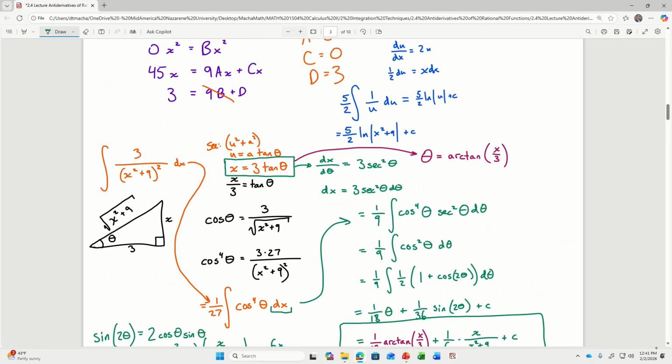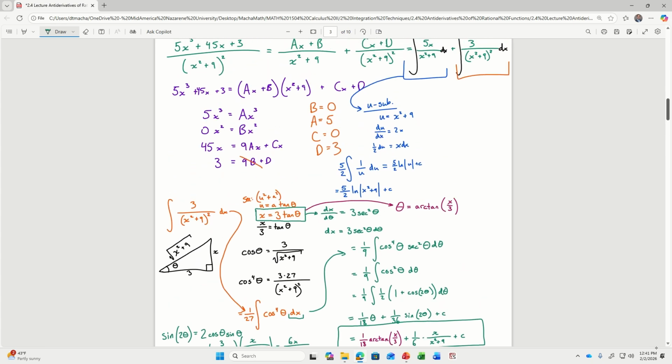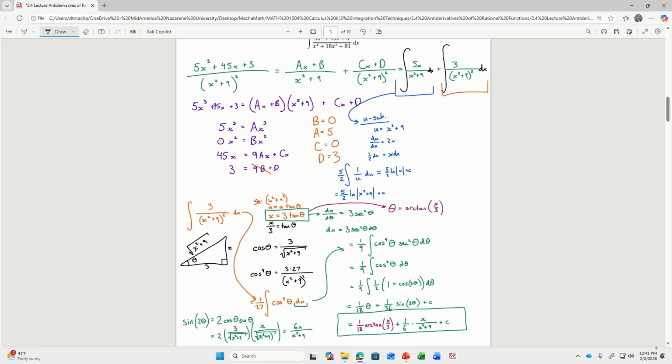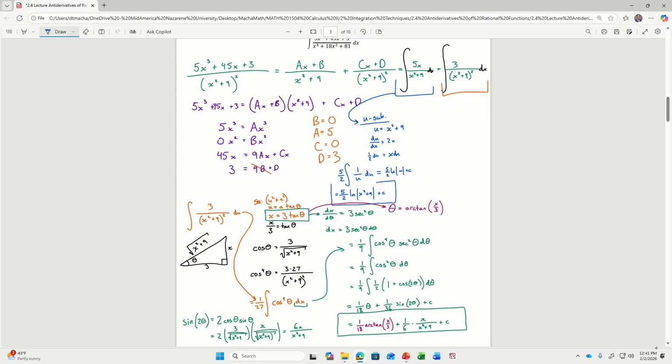Because the first part was a little bit easier and faster. You guys suggested using trig sub for the first part, where we had 5x over x squared plus 9. But that would have been more difficult, right? We actually found the answer to the first part with just a u substitution. And so the total answer here is what I would get if I took the first part plus the second part.